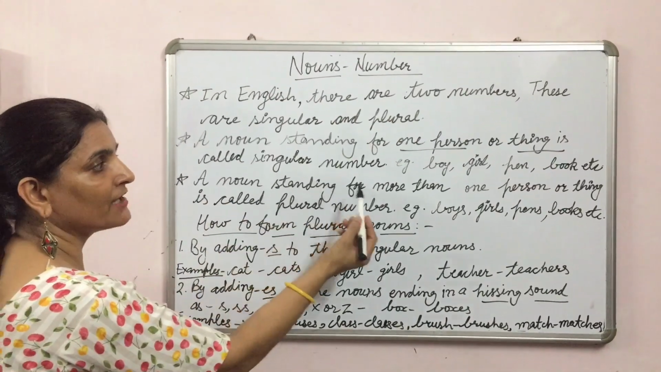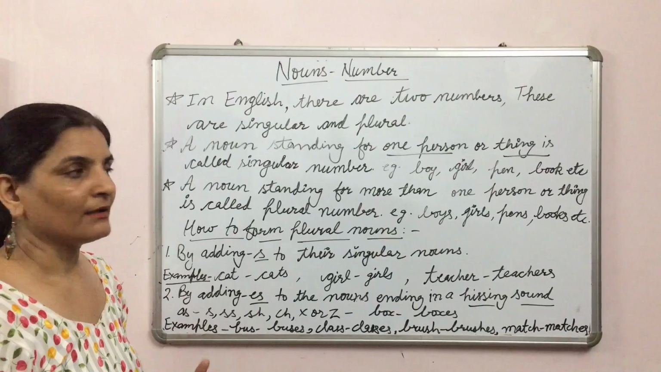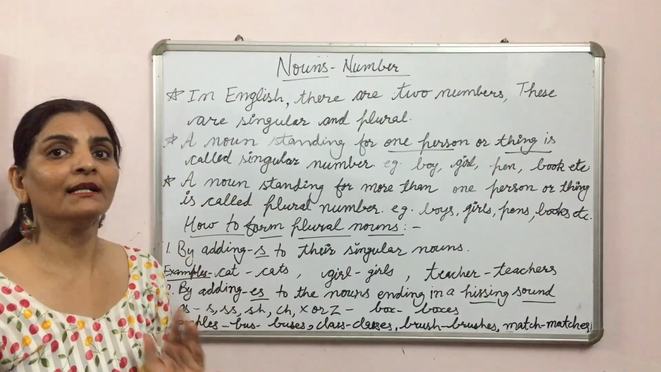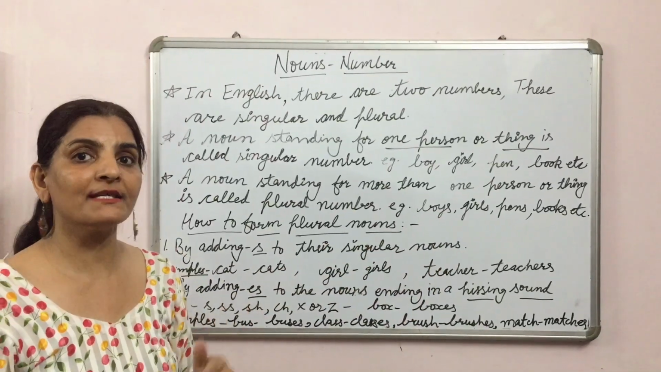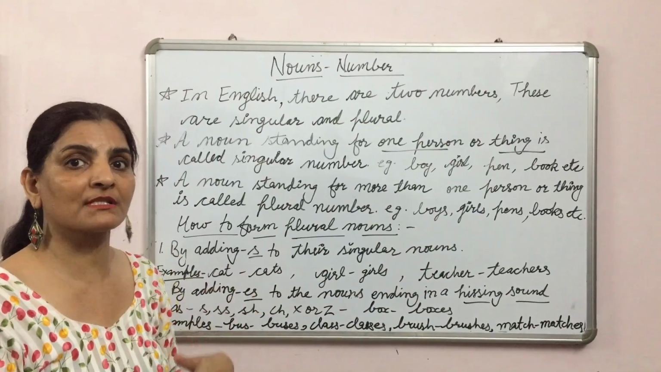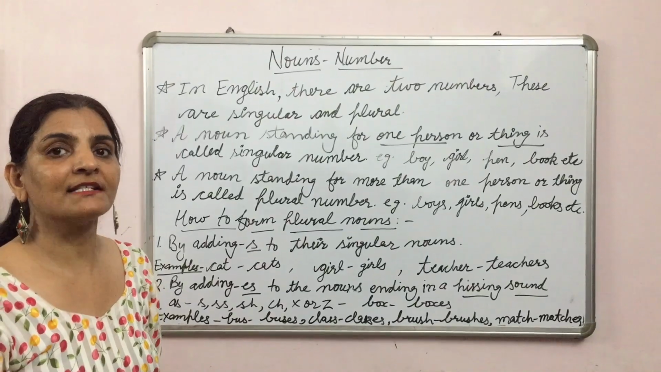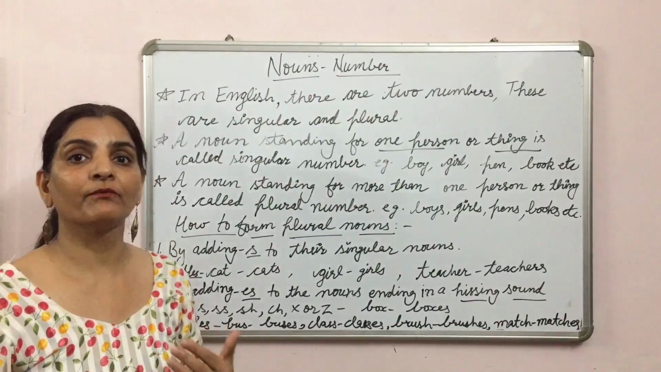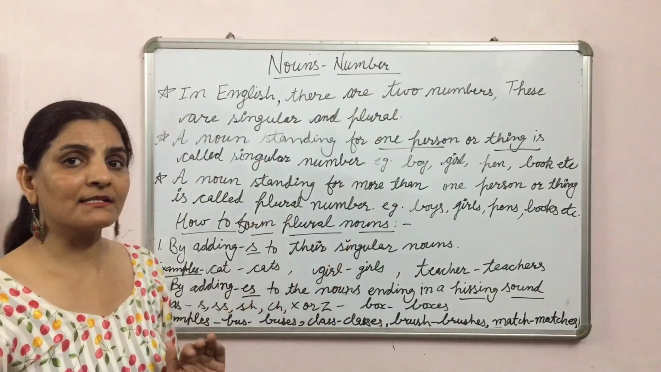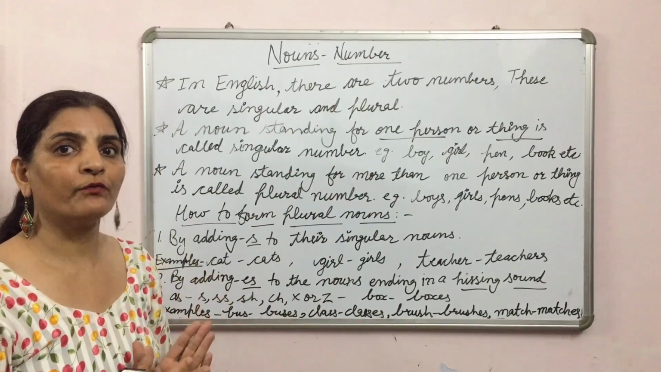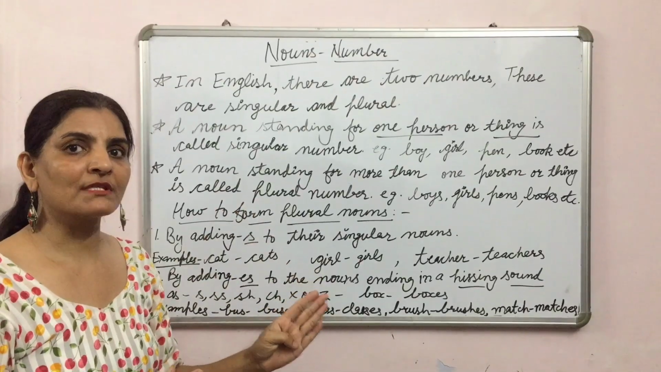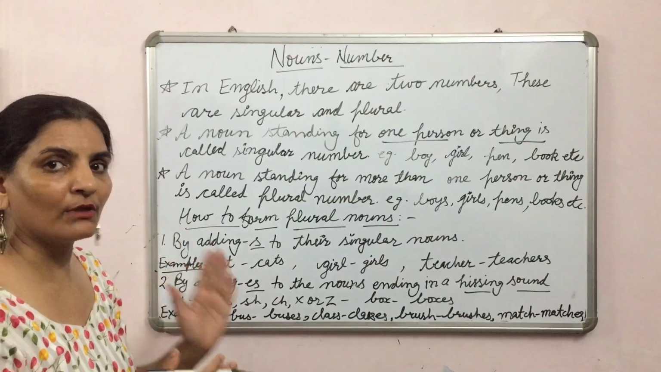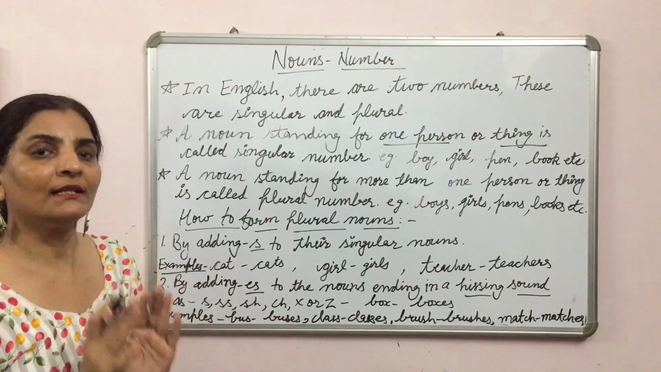A noun standing for more than one person or thing is called plural number. For example, boys, girls, pens, books, boards, etc. These are the plural numbers. How to form plurals? Now let us learn how to change singular nouns into plural nouns.